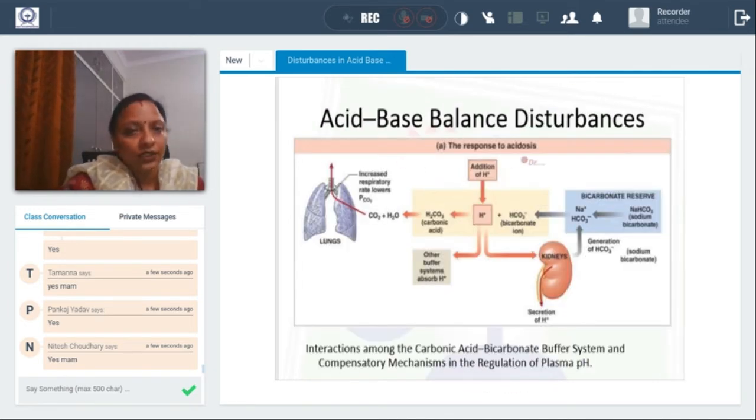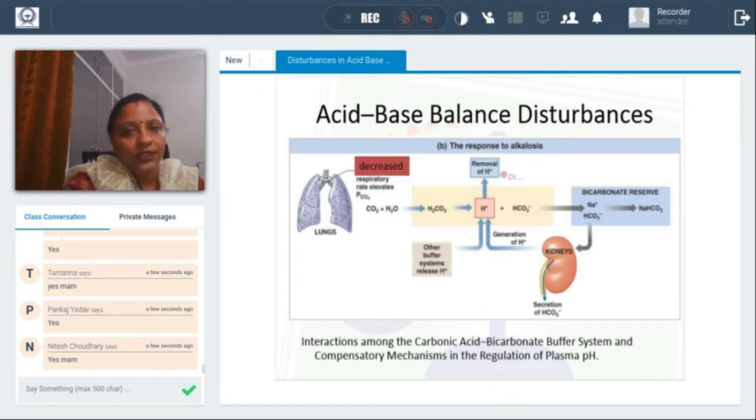In the case of acidosis, which means addition of H plus or decreased pH, you can see here the interaction among the carbonic acid bicarbonate buffer system and the compensatory mechanism in the regulation of plasma pH. You can see increased respiration, which lowers PCO2, meaning hyperventilation in the case of acidosis, as I told earlier.